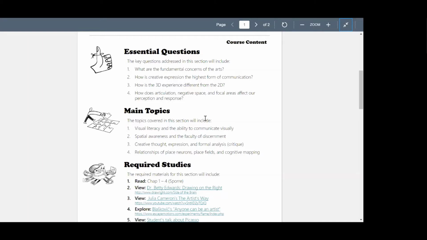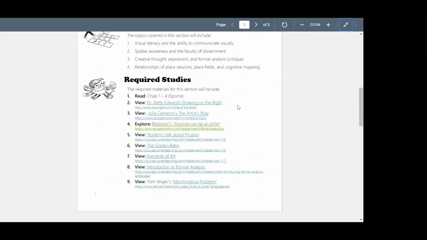Spatial awareness is this idea of how we understand the 3D world around us. Creative thought and expression are these ideas that we, all human beings, have the ability to be creative. And formal analysis is a way of analytically looking at the arts, specifically creative expression. And lastly, we look at the psychology of the arts, how our brain uses art to make meaning and purpose in the world.